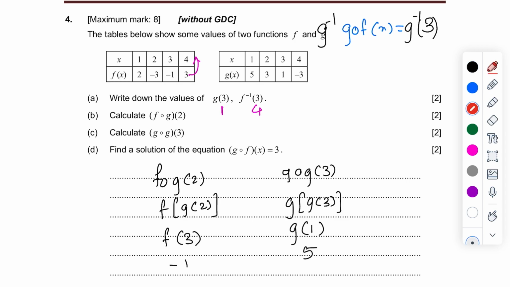So that g and g inverse get cancelled. f of x equals g inverse of 3. When do I get 3 in the g table? 2. f of x equals 2.